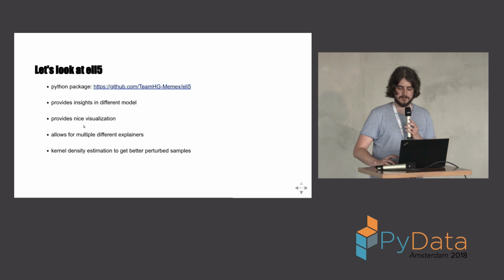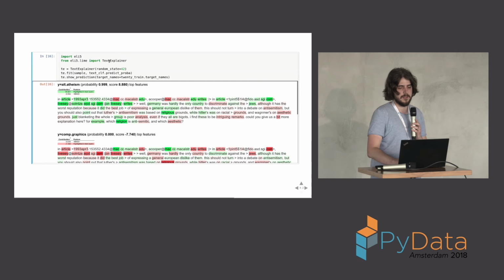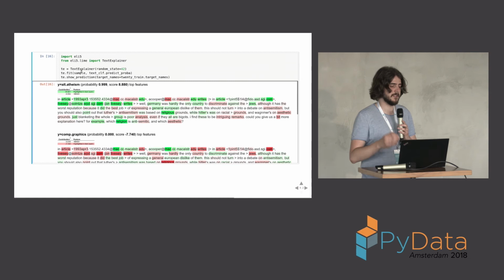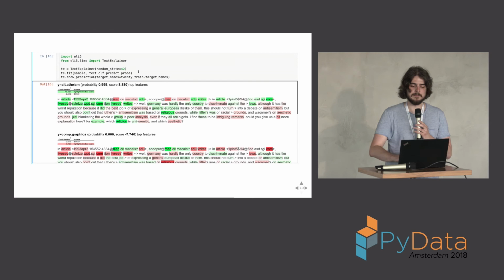And that's how it looks for the sample we saw above. We have a text explainer from the ELI5 LIME module, and just set it up and fit it with the sample. You have to provide some method that predicts class probabilities, in this case the predict_proba method from our text classifier black box model. Then you use the show_predictions method, and you get this nice visualization in your Jupyter notebook.